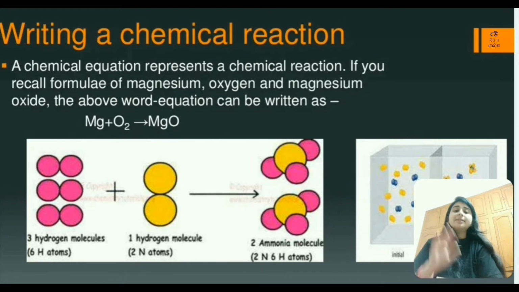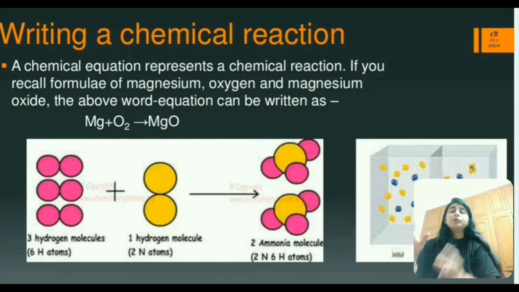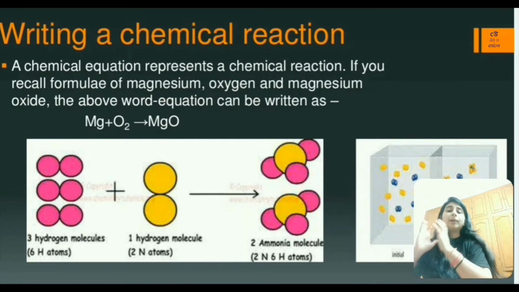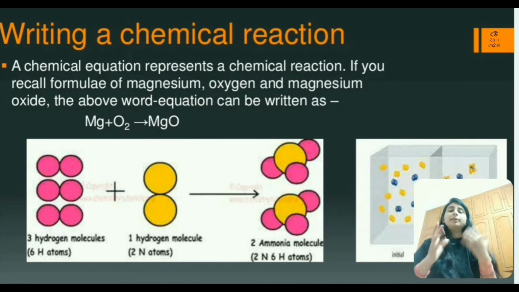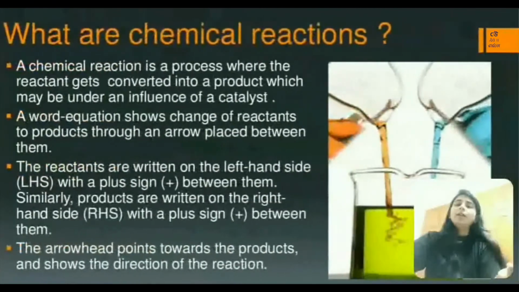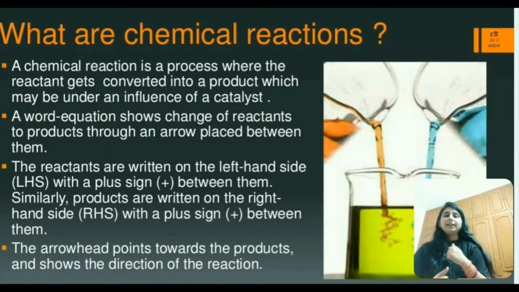So the plus sign shows that these are two reactants, and the arrow shows that when these two things combine together, they'll form the product, that is ammonia having molecular formula NH3. So students, these are the basic points that you have to remember regarding what a chemical reaction is.